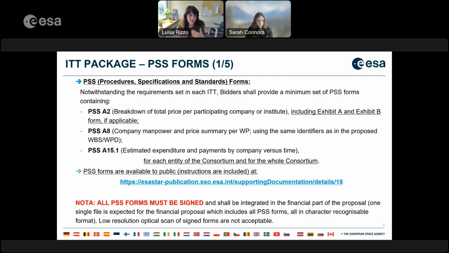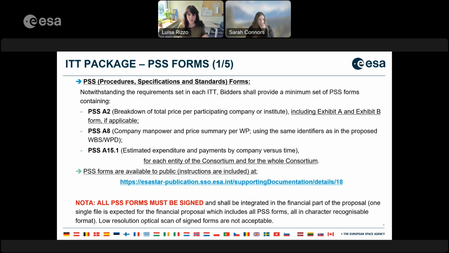Moving to the notes, again, this is very, very important, because it can be a reason for downgrading a proposal. PSS forms shall not be submitted in Word or in Excel format. We shall not accept any of this documentation. All the documents that are part of a full proposal, PSS forms included, must be in a signed PDF format, and shall be, of course, integrated, with regard to the climate space ITTs, in the financial part of the proposal.